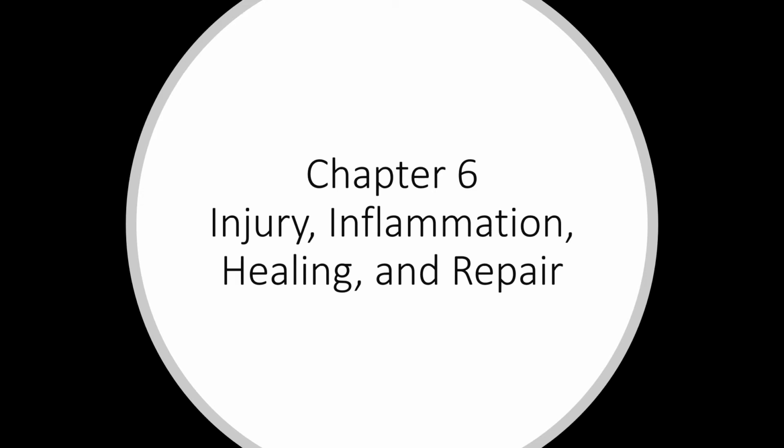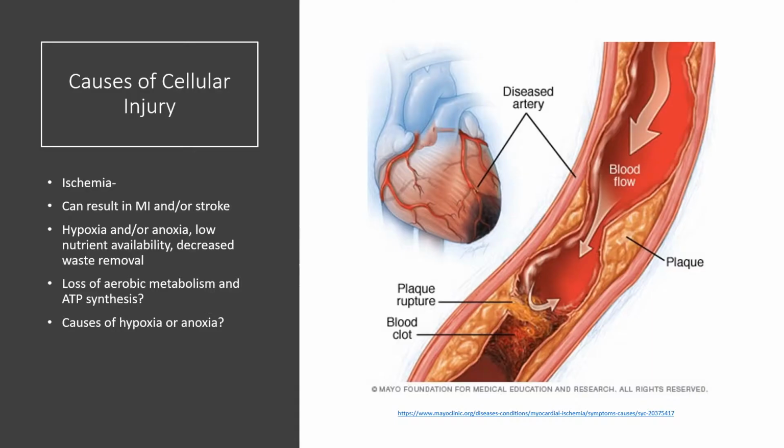So now we are going to move on to Chapter 6, which will cover injury, inflammation, healing, and repair. There are many different pathological events that can cause cellular injury. We're going to first begin our discussion by talking about ischemia. Ischemia occurs when blood flow is insufficient to maintain cellular homeostasis and metabolic function.